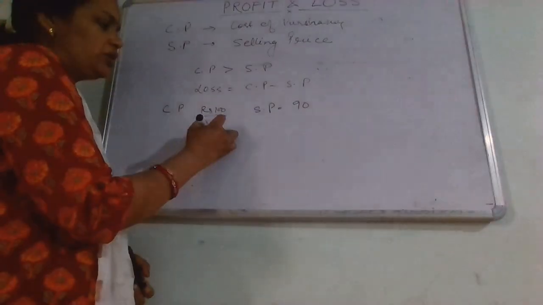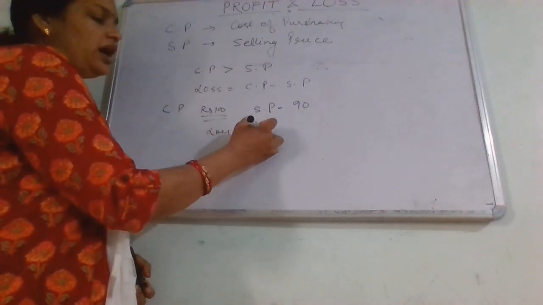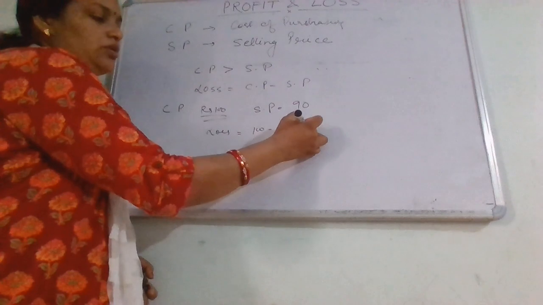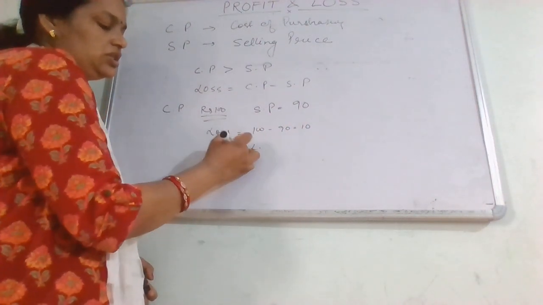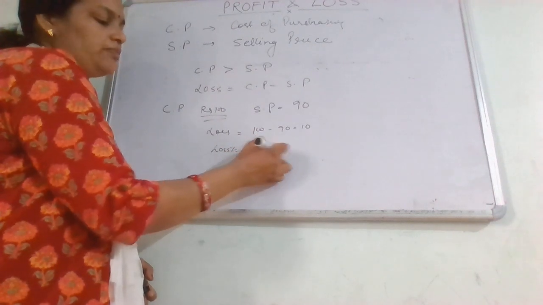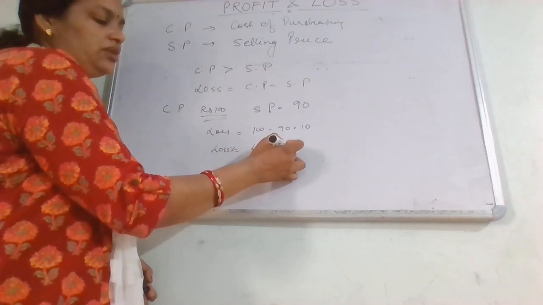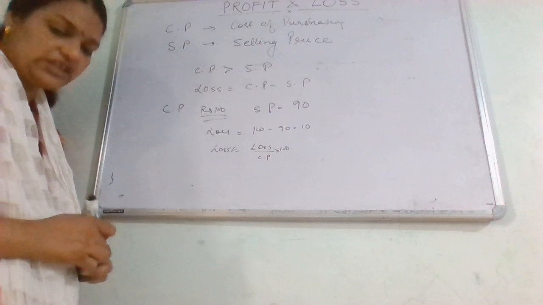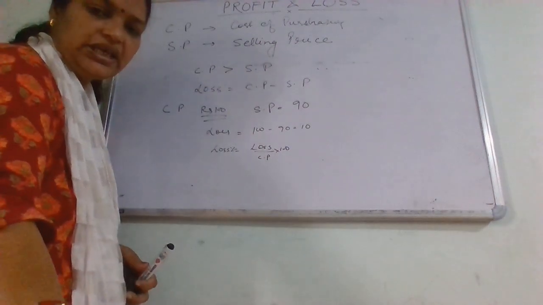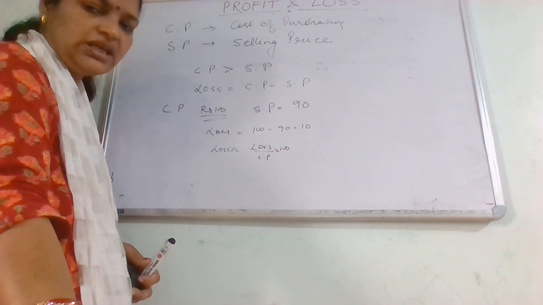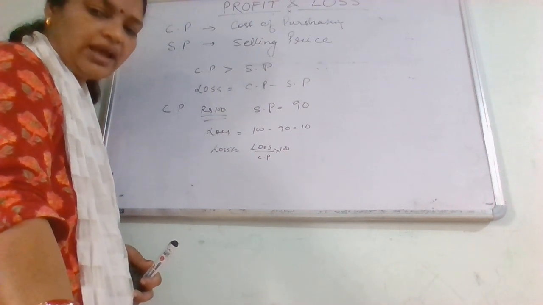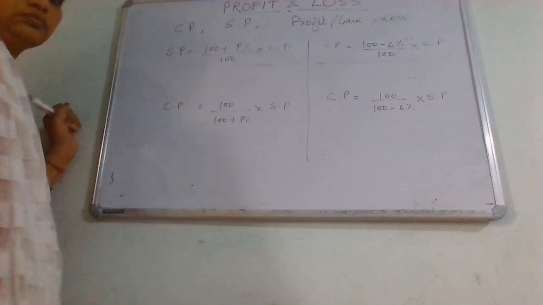So this time my loss will be equal to how much? 100 minus 90, that is equal to 10. And what about the loss percentage? Loss percentage is equal to loss by CP into 100. This is the formula for profit and profit percentage. Profit and profit percentage is also known as gain or gain percentage, and then loss and loss percentage.